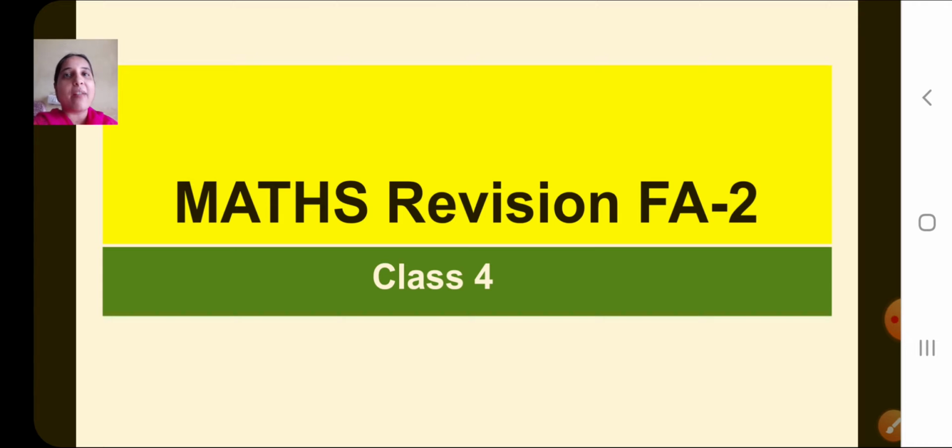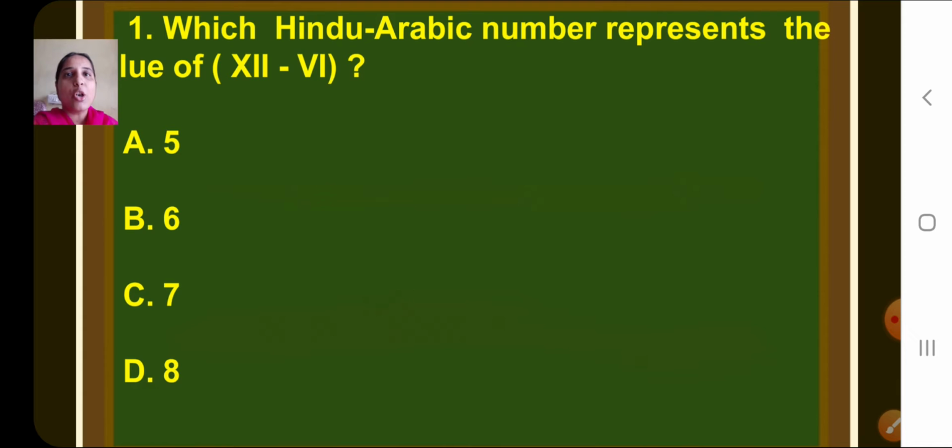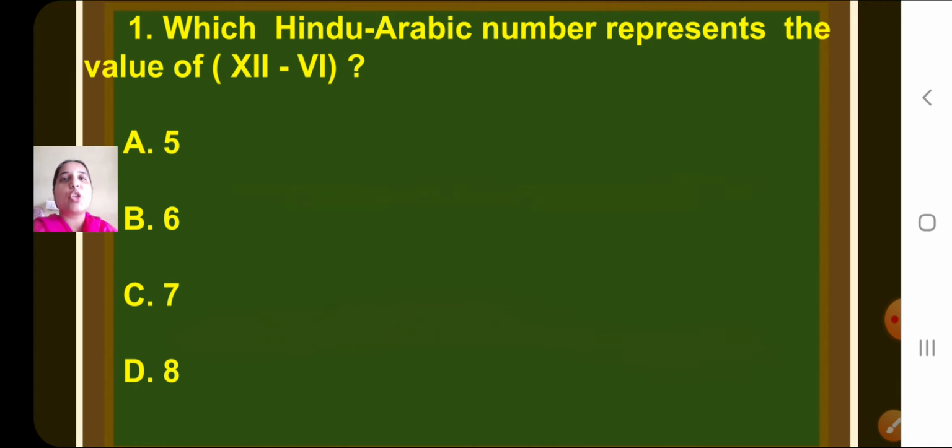In the previous two classes, we have discussed our FA2 portion, the chapters which are going to come in the exam. So today, let's revise some questions based on those chapters. Suppose question number 1 is, which Hindu Arabic number represents the value of XII minus VI? There you can see 4 options are being given and this question you have to solve.